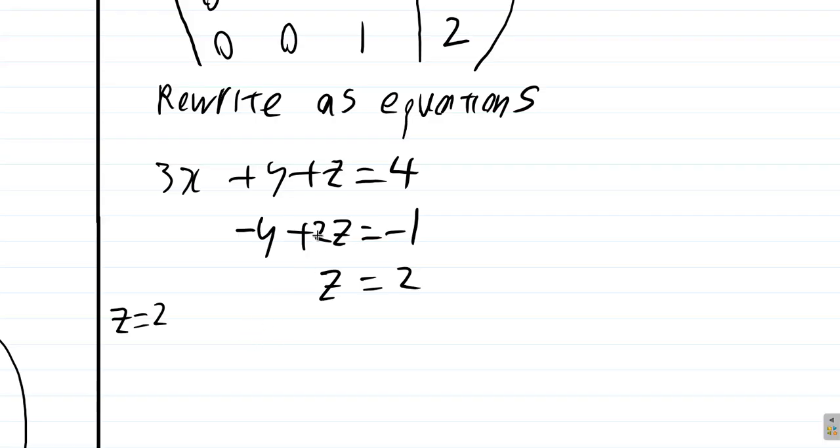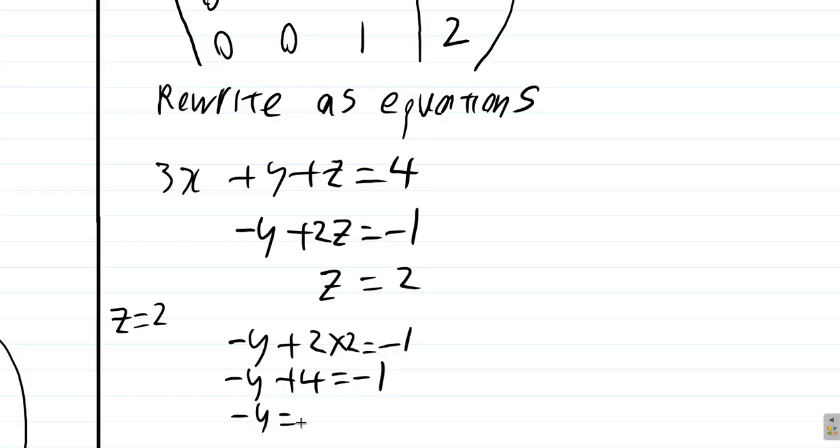Now we're going to substitute z in the second equation. So we have negative y plus 2z, which is 2 by 2, equal to negative 1. So negative y plus 4 is negative 1. Negative y equals negative 1 plus 4. Negative 1 plus 4 is 3.